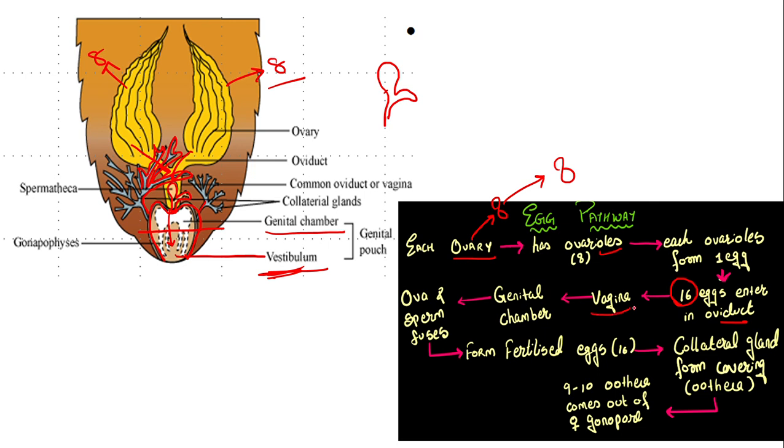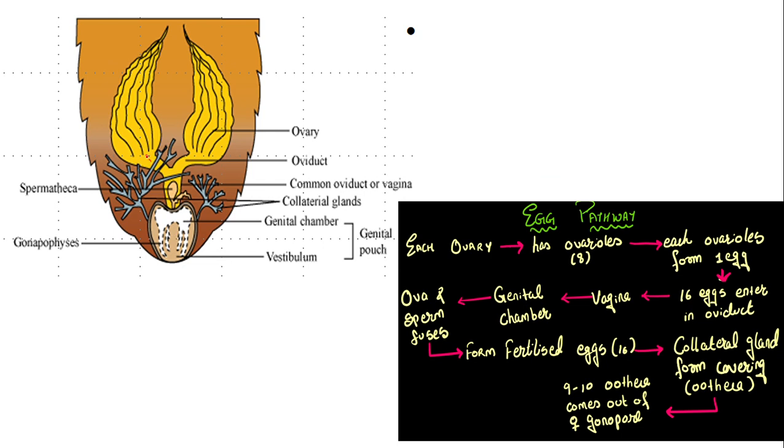Okay, now these 16 eggs are going to enter into the vagina. 8 from here, 8 from here, 16 are going to enter into the vagina. From the vagina it is going to enter into the genital chamber. यहाँ पे enter करेगा कितना? 16 eggs. Okay, in the genital chamber, what is already stored in the spermatheca? Spermatophores are stored, right? So spermatophore is also going to enter into the genital chamber.